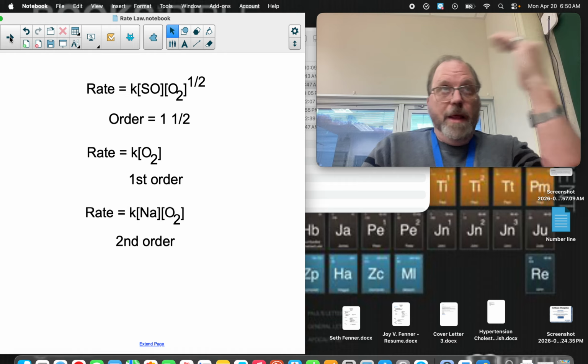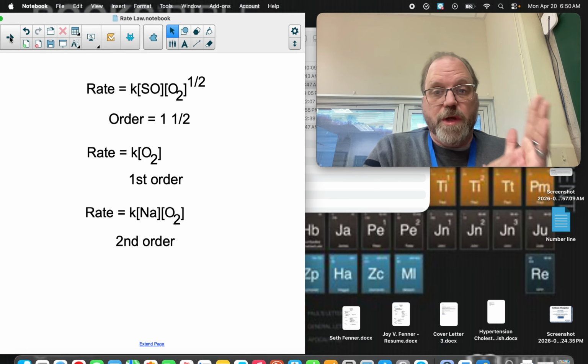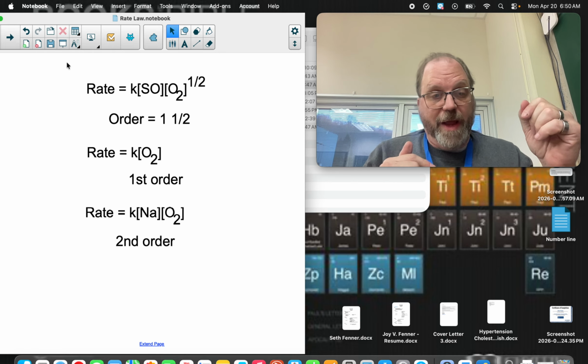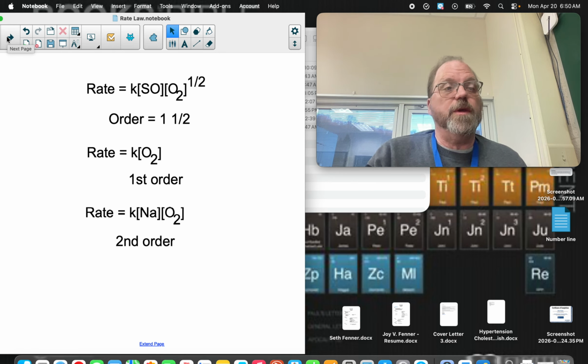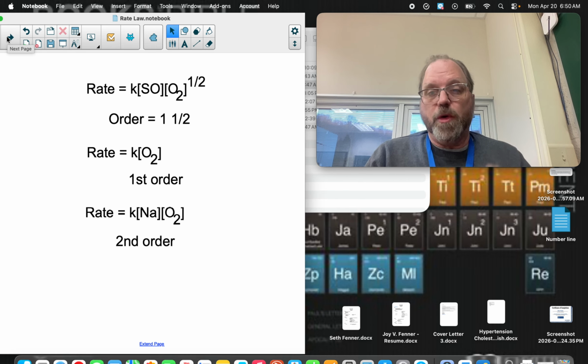Now, tomorrow we're going to practice. The day after, we'll talk about specific equations we use for first and second order reactions. But for now, that's what you would have there. So in the examples we've done before, they would both be third order reactions.